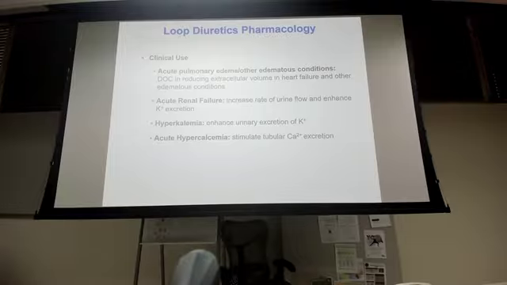All right. Loops will work even in pretty poor renal function. They act quickly. That's why we give them in acute pulmonary edema. When you think about this drug class, just whatever you need to get fluid off quick, unless there's a contraindication, which we're going to get into, you're going to throw a loop on board. Pulmonary edema is a big one. They even work in poor renal function.